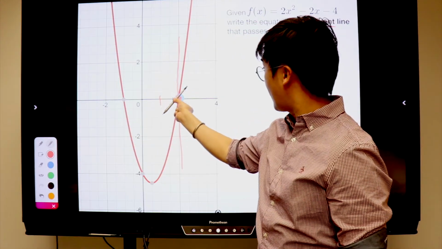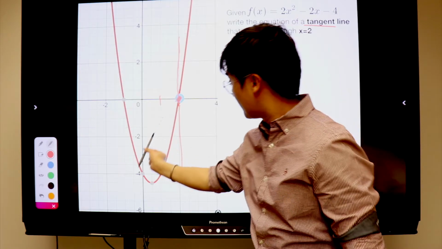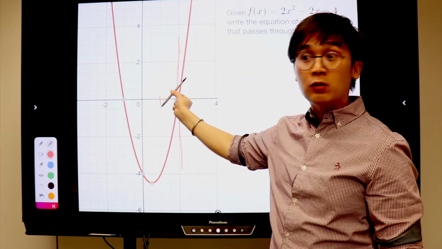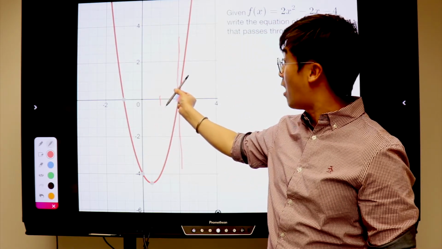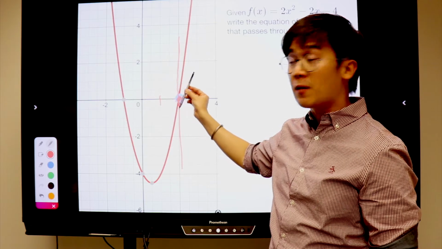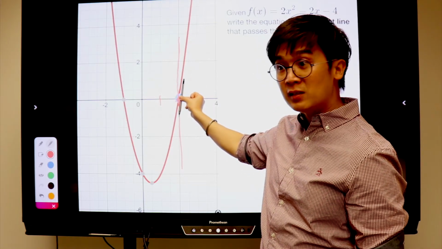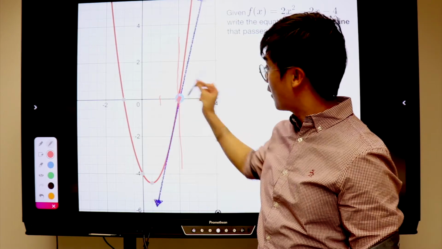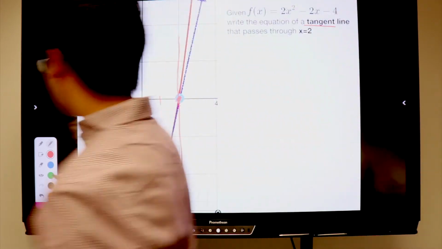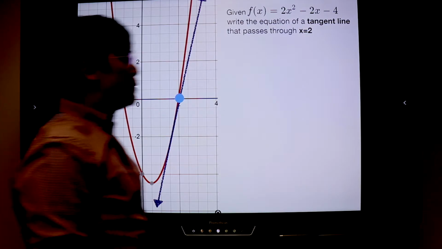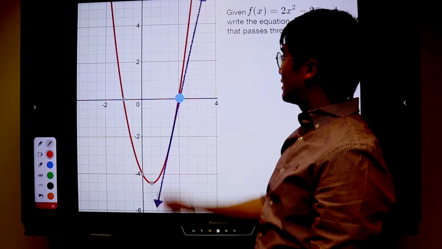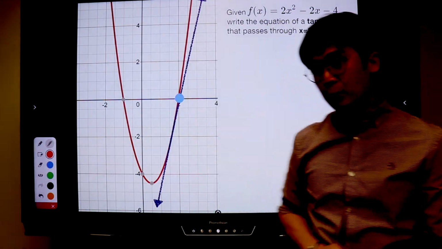Can I have it like this? No. So I need to be very careful in putting my line on the function so that it will only touch it one time. So maybe somewhere here, right? So are you convinced? Yes. Okay, so that's our line. Magic.